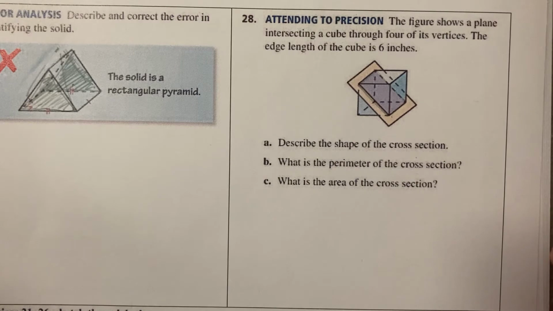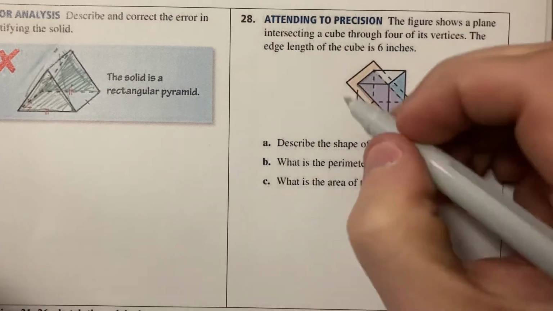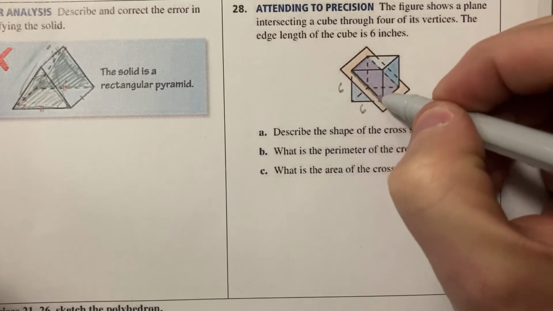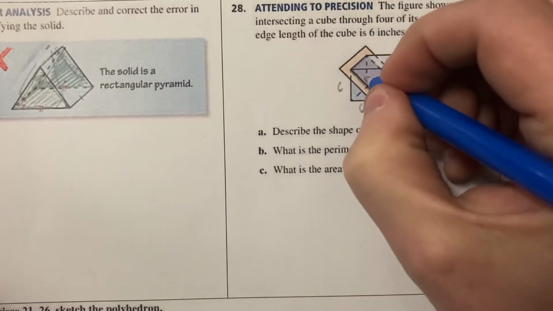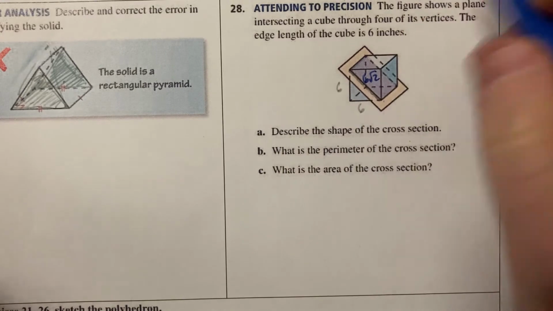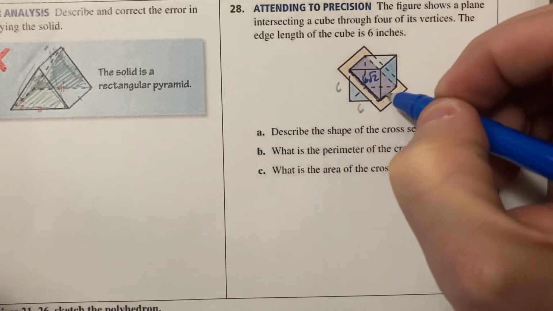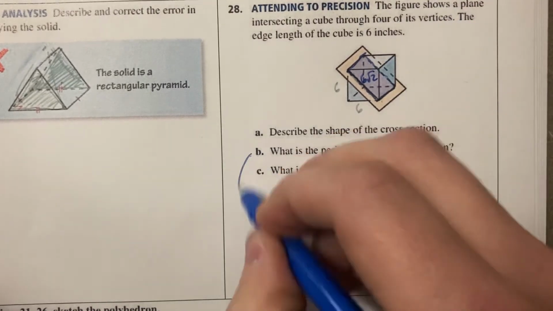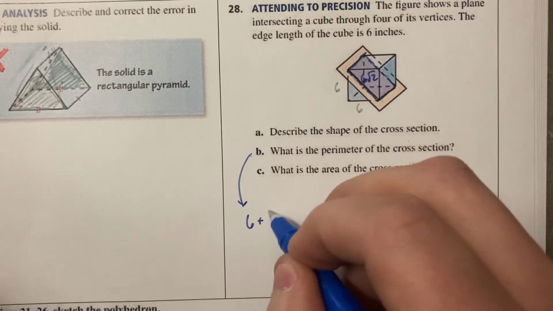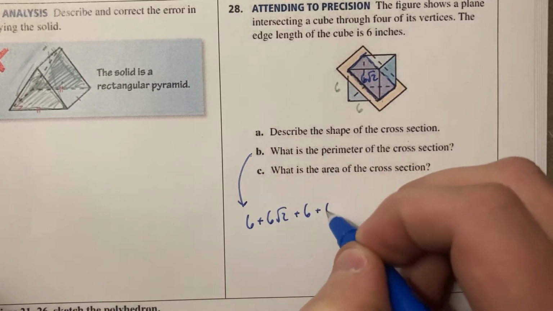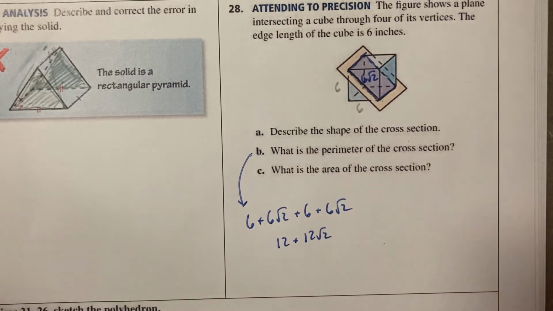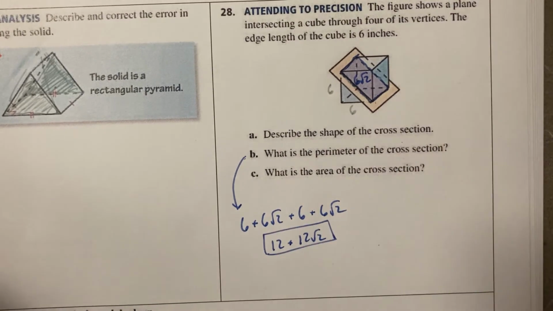All right, well, now you got to go back to 45, 45, 90. If these are 6, then how long is this piece right here? That would have to be 6 root 2. So this is 6 root 2, 6 root 2, 6. So the perimeter would be 6 plus 6 root 2 plus 6 plus 6 root 2, which would be 12 plus 12 root 2. You can plug that in your calculator if you want to figure out what that number is.